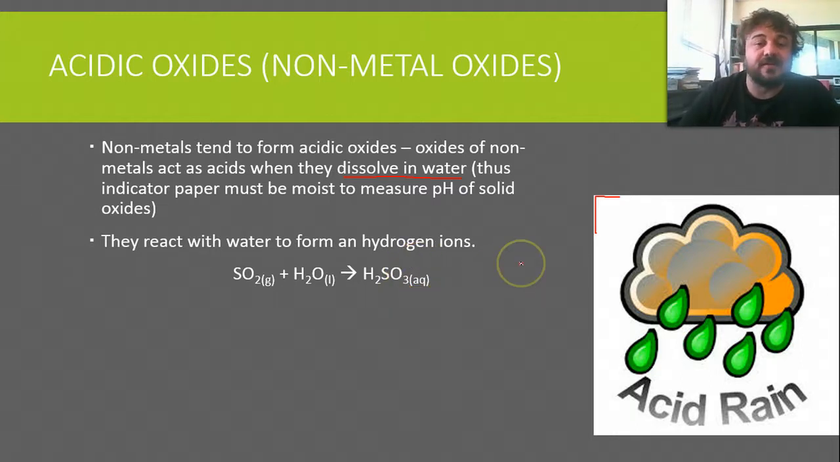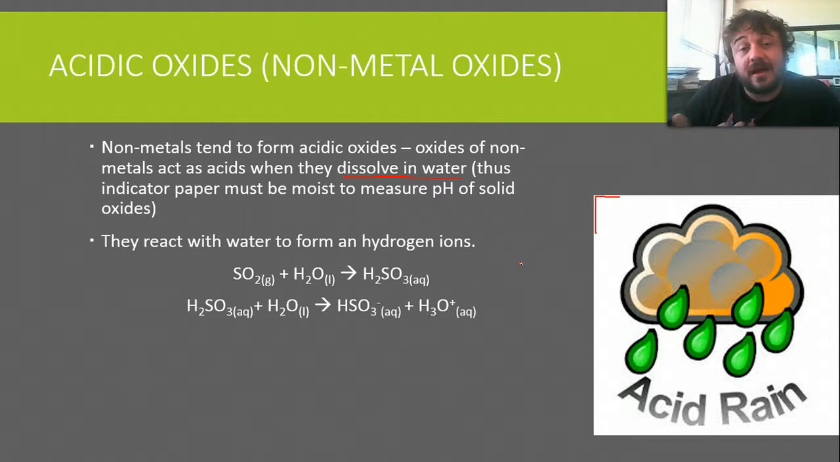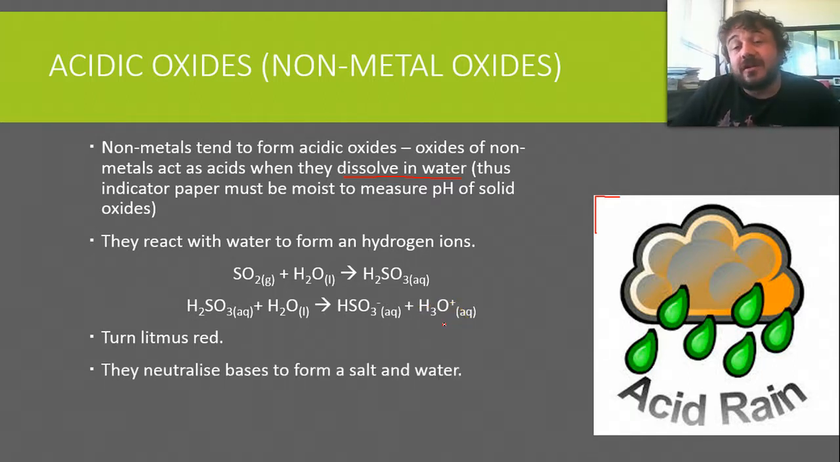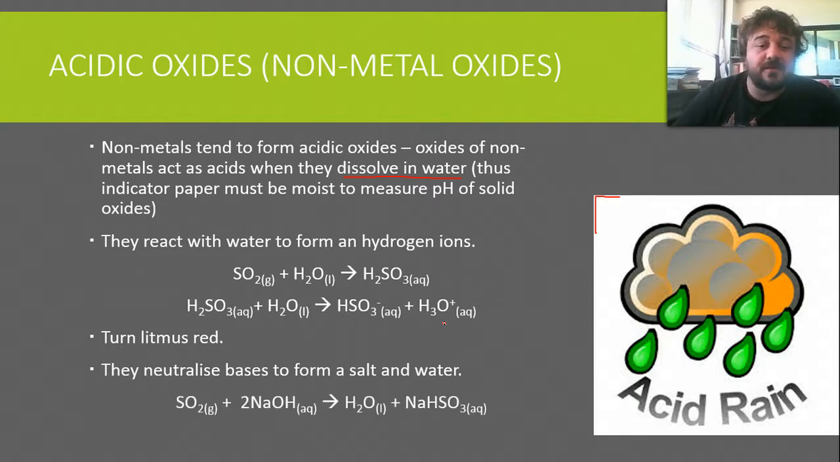This is sulfurous acid. So, as we were saying earlier, if we put sulfurous acid into water, these are the ions we get. Okay, so it turns litmus red, and that's your hydronium ion right there. They neutralize bases to form a salt and water, so they are acids. And here's the next one. So if we add sulfur dioxide to sodium hydroxide, we get water plus sodium hydrogen sulfite. Cool.